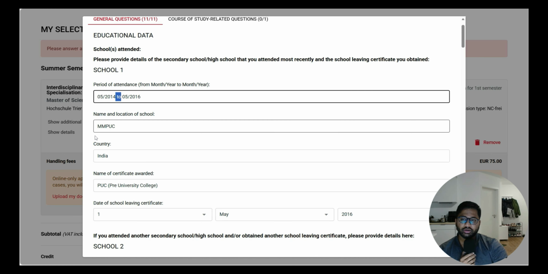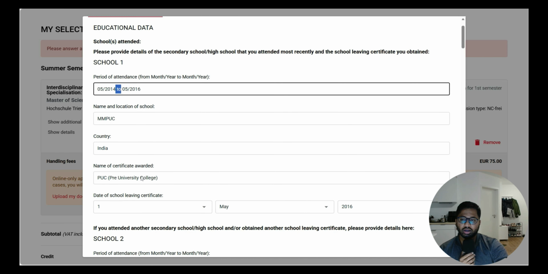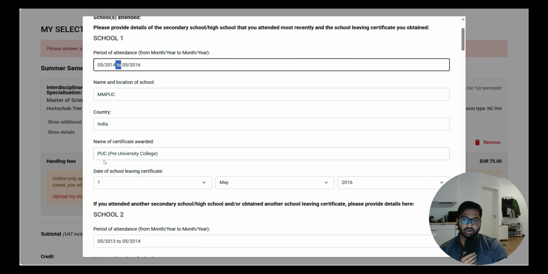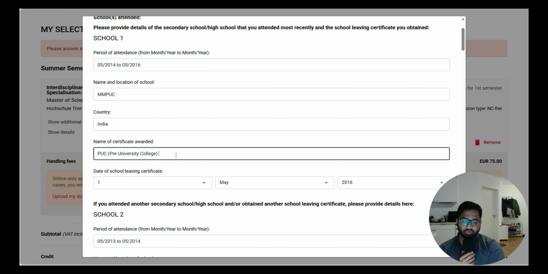So here I did it in Marimalappa Pre-University College, the school, and the country is India, and the name of the certificate that I was awarded is Pre-University College. If you were awarded only 12th standard, then you can also say 12th here. It's a box where you can fill in anything. So just fill in the name of the certificate on your marks card.